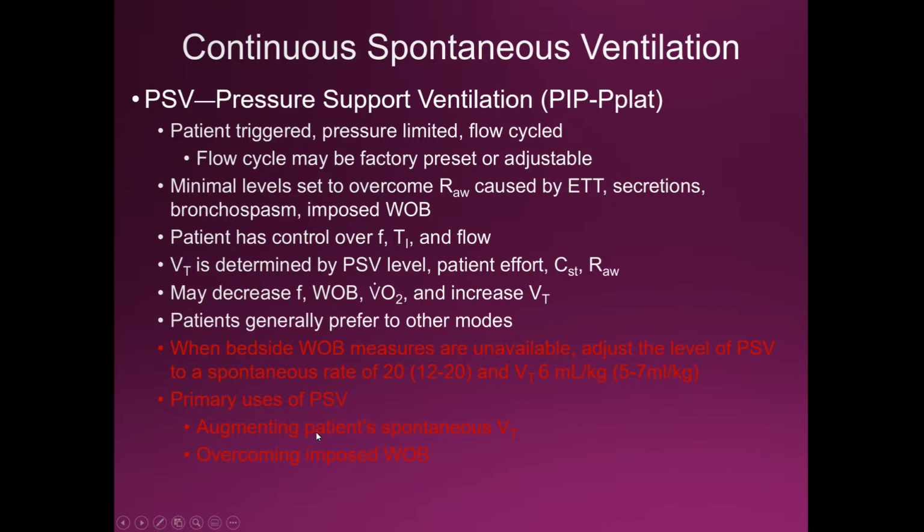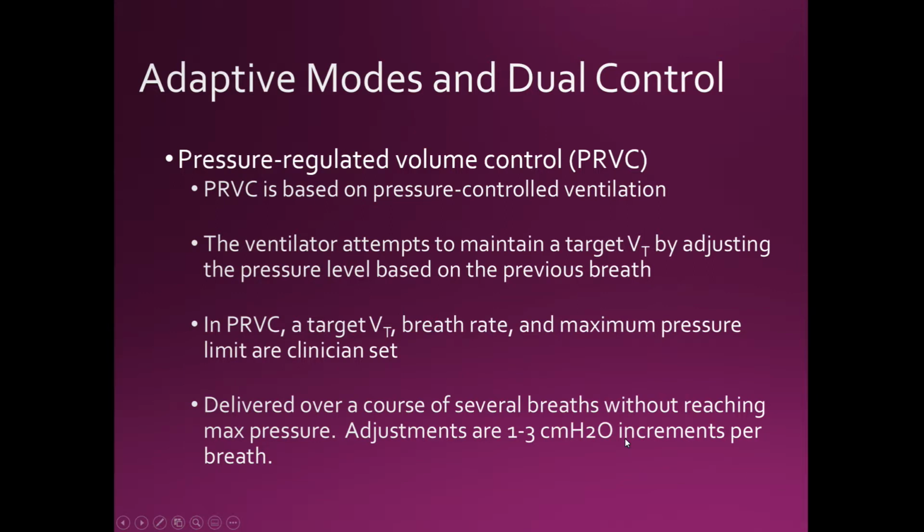The primary use of pressure support is to augment patient spontaneous tidal volume. If I'm breathing 150, you give me a pressure support of 10, I might jump my volumes up to like 350 to 400, and that's going to make me feel better. Overcoming imposed work of breathing. Again, if I'm having difficulty breathing, you give me pressure support that might help inflate my lungs even more, and therefore that would decrease my work of breathing.